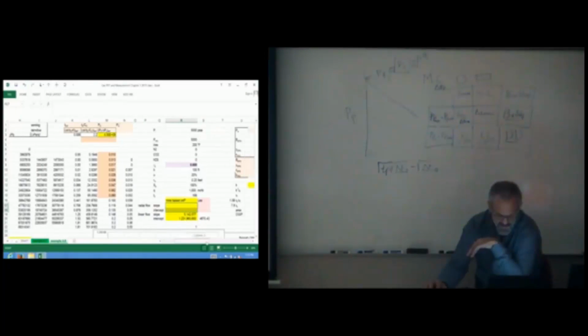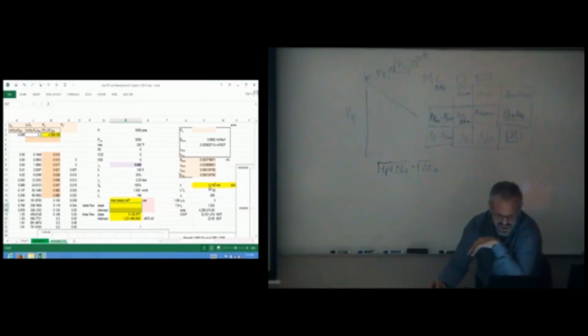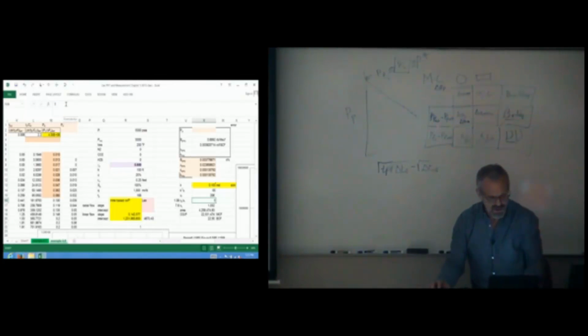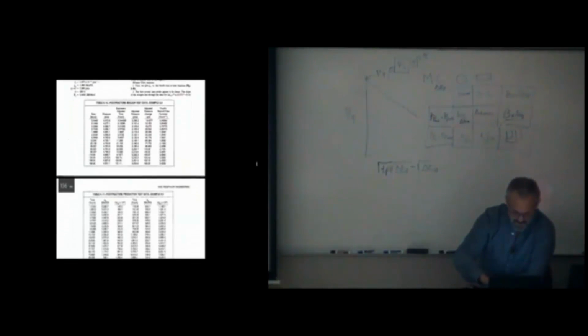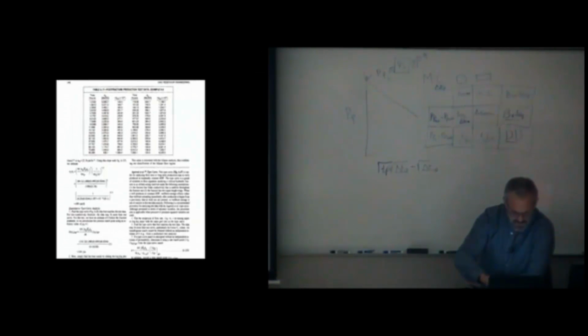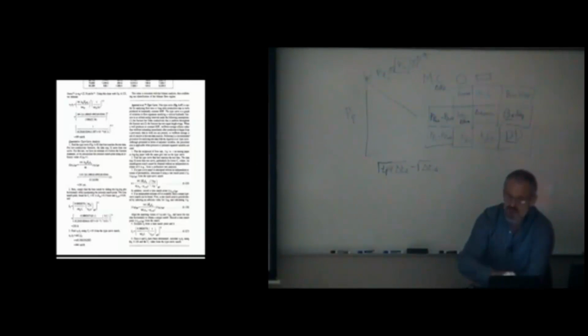Now, what does that give us for square root of kxf? It gives us 65, and then if I divide that by the square root of 0.1, I should get a frac length of 206. All right, I'm ready to look at the textbook. 205. Not bad.